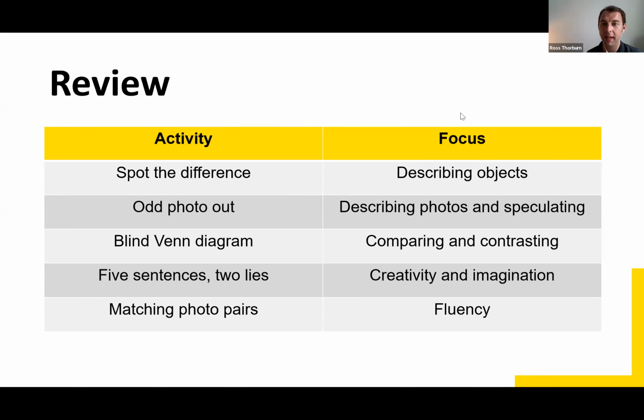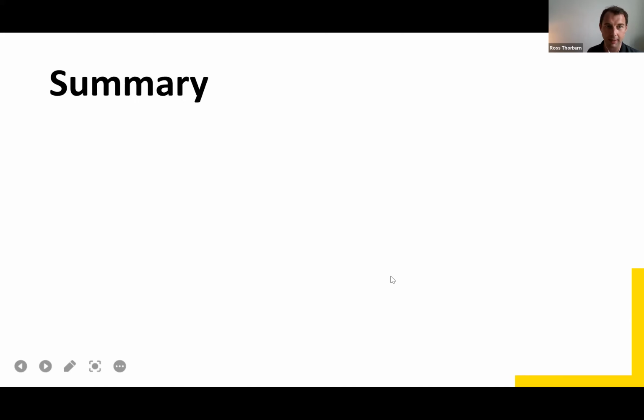We had the blind Venn diagram where 2 students, that was you all, were describing 2 photos, and I was the other student writing, taking notes, comparing the 2 images. We also had 5 sentences and 2 lies where you were listening to my description of a hidden part of a photo, and you had to guess when I was telling the truth and when I was lying. And we also had those matching photo pairs where you described 4 images and you had to figure out which ones matched. And I think that's a nice way to get students to practice fluency.